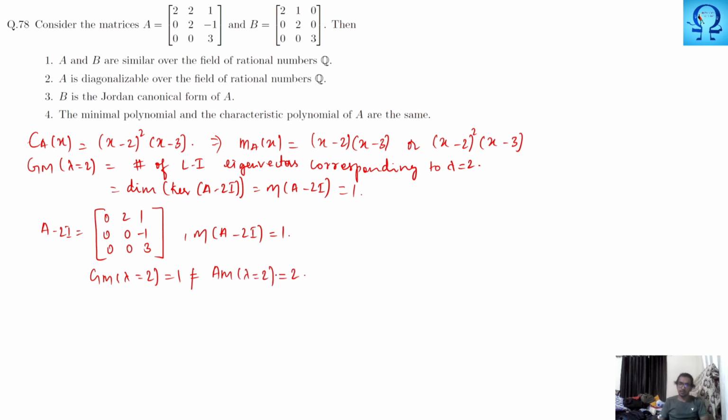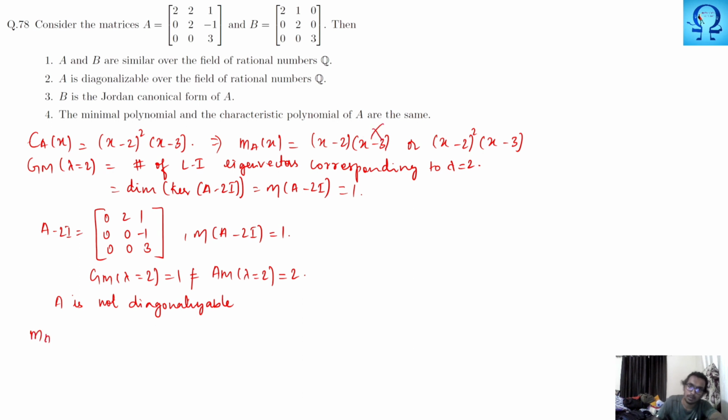Since the geometric multiplicity and algebraic multiplicity are different, A cannot be diagonalizable. A is not diagonalizable. If the algebraic multiplicity of every eigenvalue is the same as its geometric multiplicity, then the matrix is diagonalizable. This is one of the definitions of diagonalizability. If it is not diagonalizable, then this option is ruled out.